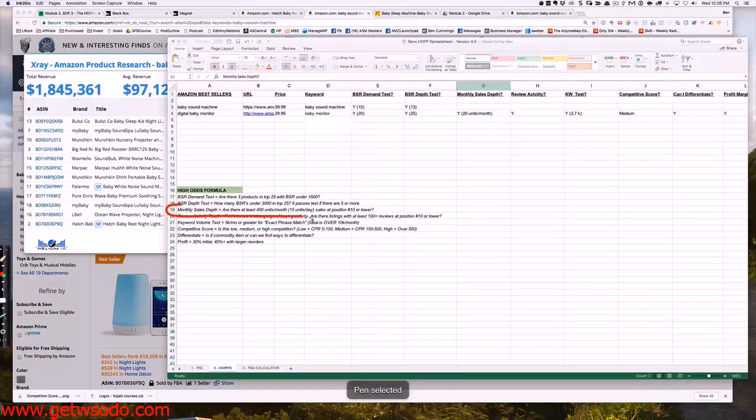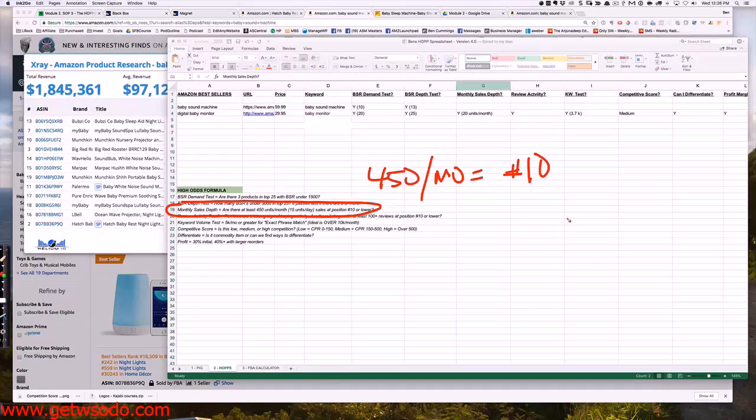Monthly sales depth is, are there at least sales of 450 units a month? It's only 15 sales a day at position number 10 or worse. Now, that might be kind of curious to you. Like, why would I have that criteria? Here's why. There are certain products where only the top 5 listings make money. All right, does that make sense? So I've seen product opportunities where they initially look good, they pass both of my BSR tests, but then they fail the monthly sales depth test.